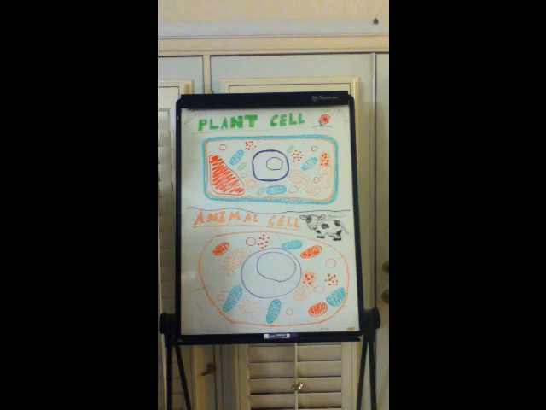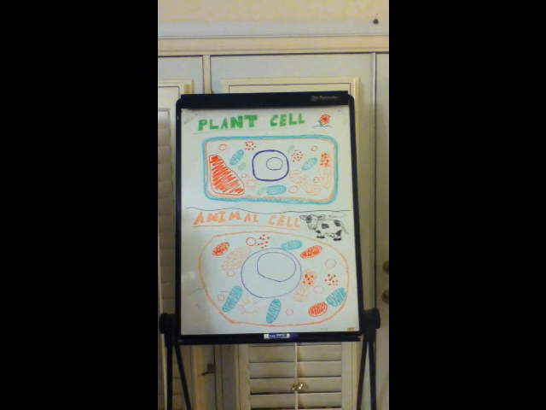Next we have cytoplasm, which is the area within the cell that is not one of the major organelles. It is the area inside the cell which helps keep together the cell and maintain its structure, along with the cell membrane.